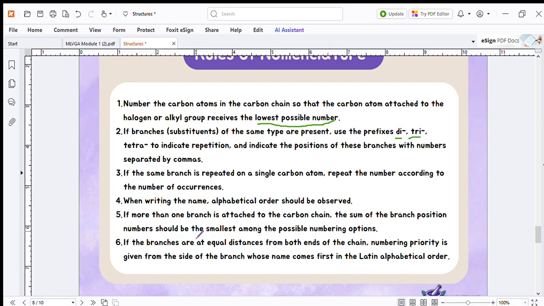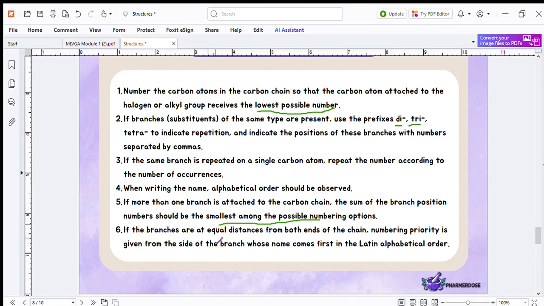If more than one branch is attached to the carbon chain, the sum of the branch position numbers should be the smallest among the possible numbering options. So ganun din, gusto niya the smallest number among the possible numbering options. Small number din, kagaya ng first. If the branches are at equal distances from both ends of the chain, numbering priority is given from the side of the branch whose name comes first in the Latin alphabetical order.